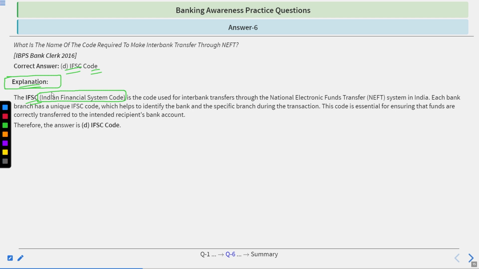Each bank branch has a unique IFSC code, which helps to identify the bank and the specific branch during the transaction. This code is essential for ensuring that the funds are correctly transferred to the intended recipient's bank account. Therefore, the answer is IFSC code.